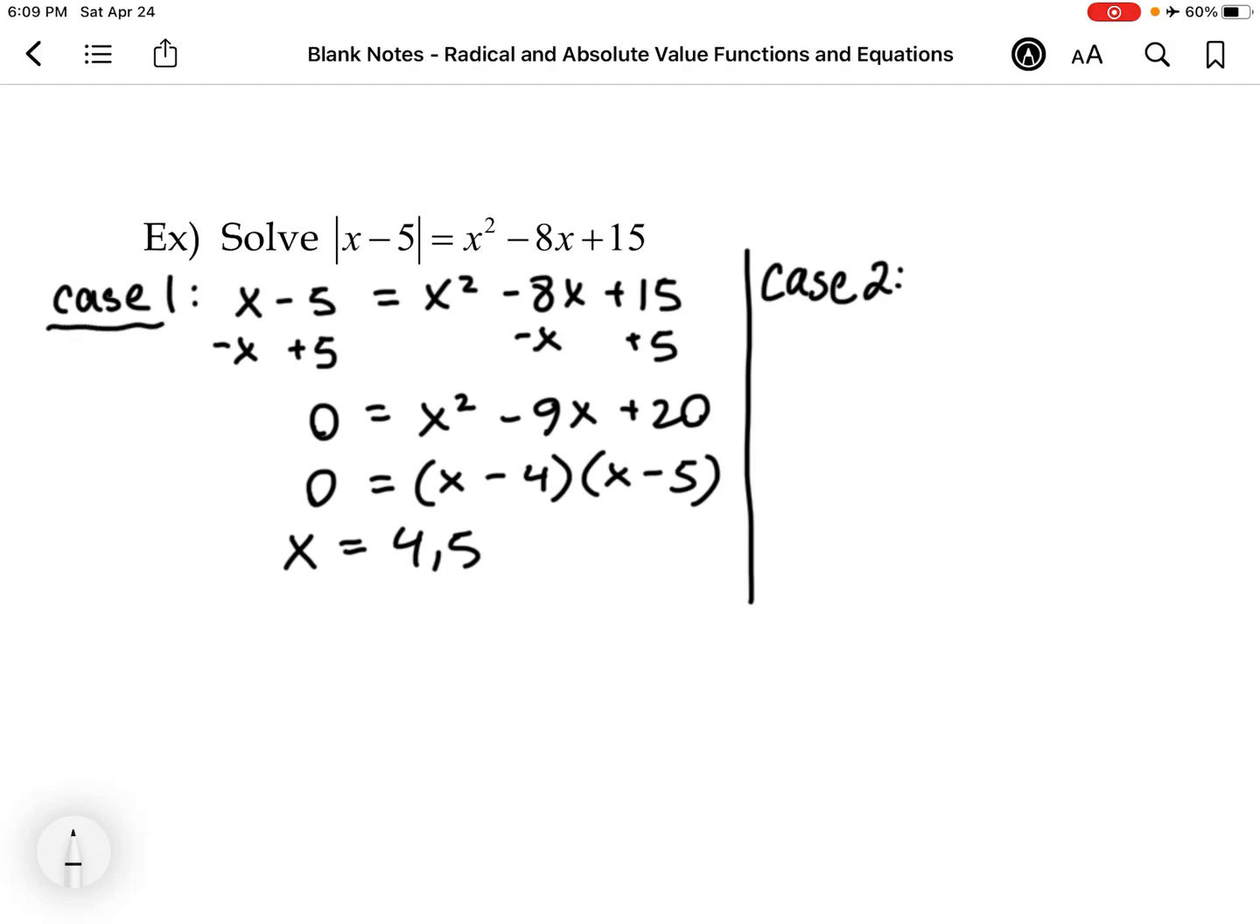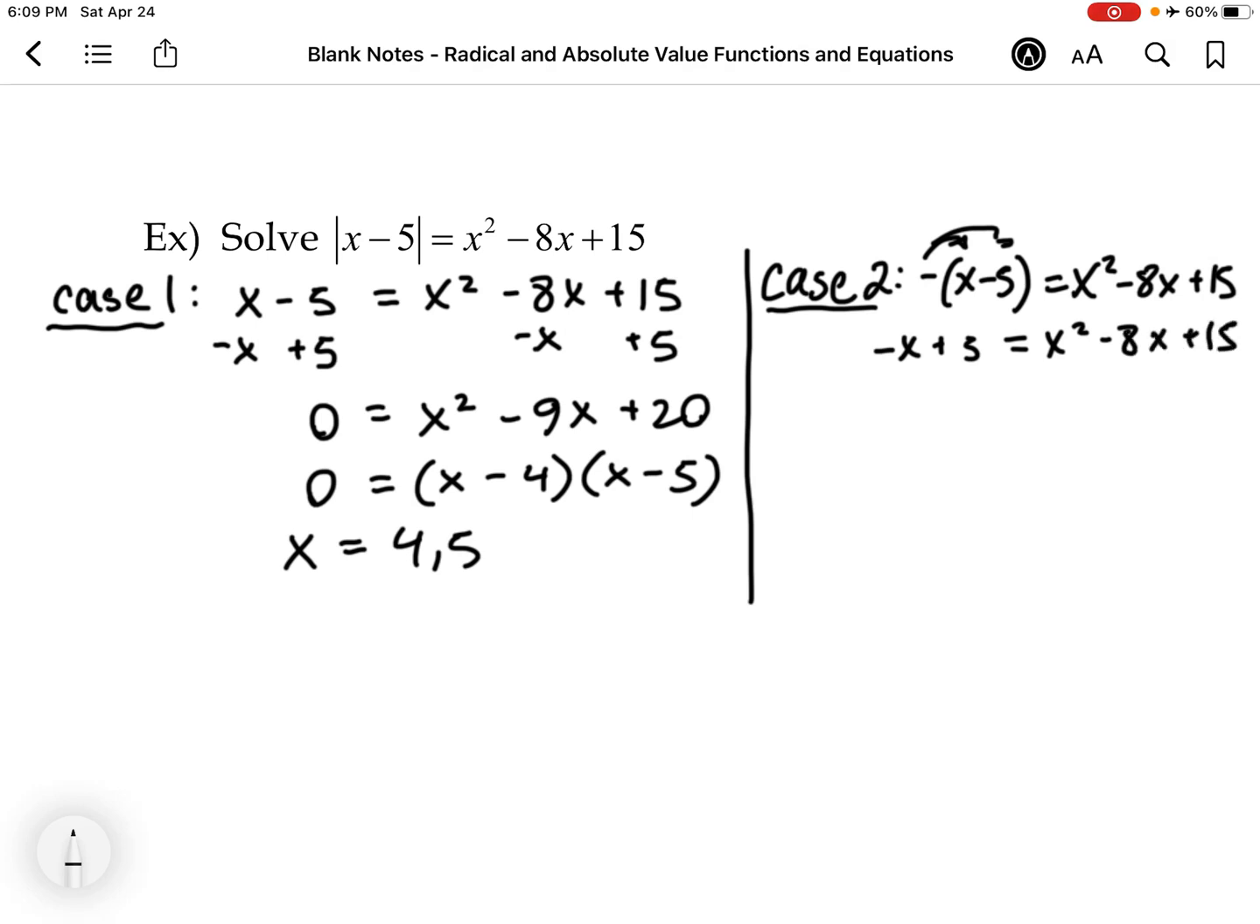the expression inside the absolute value symbols is negative. And in that case, we have to put a negative sign in front of it, so that it makes it positive. So this is going to give us negative (x minus 5) equals x squared minus 8x plus 15. So we will get negative x plus 5 equals x squared minus 8x plus 15.